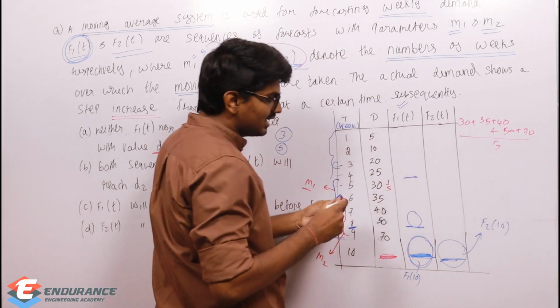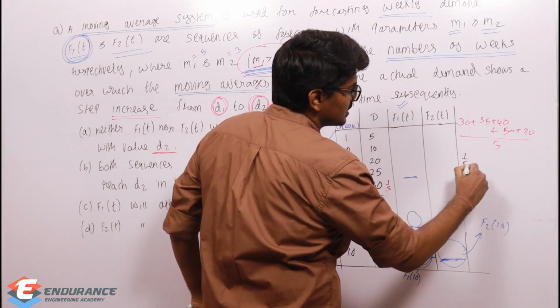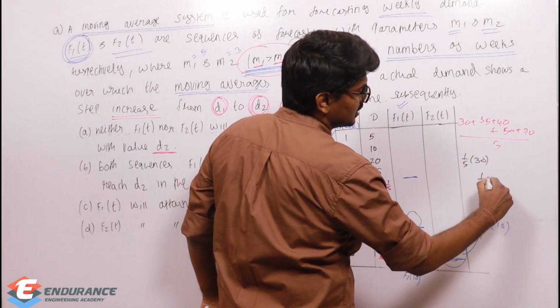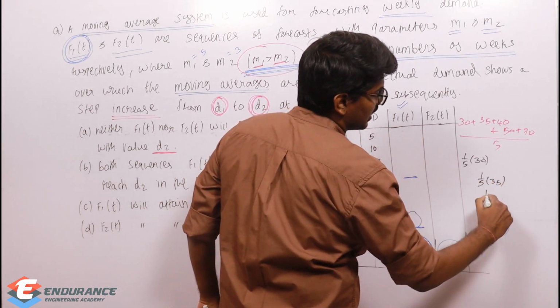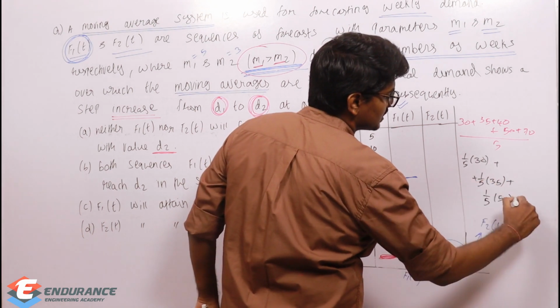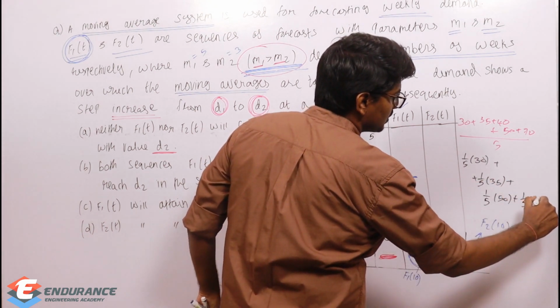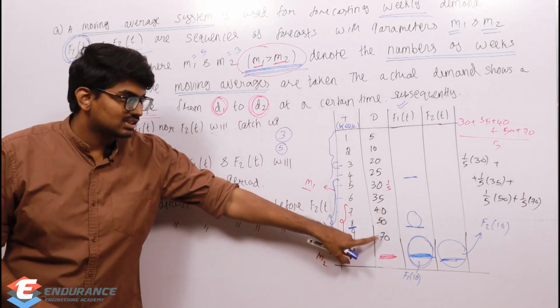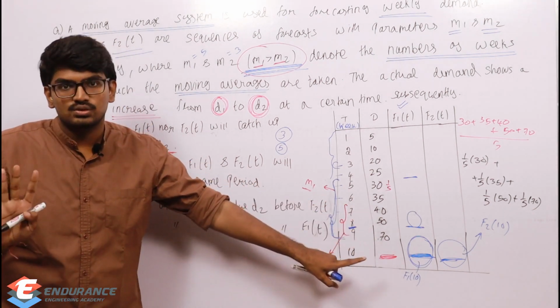So each value has a weightage. How much? 30 has a weightage 1 by 5. 35 has a weightage 1 by 5. 40 and 50 have a weightage 1 by 5. And 70 has a weightage 1 by 5. So each value has a weightage 1 by 5. My latest values 70, 50, 40 are also having weightage 1 by 5.